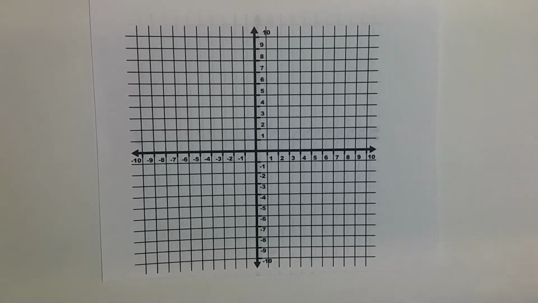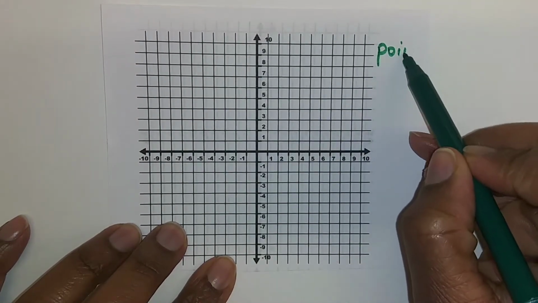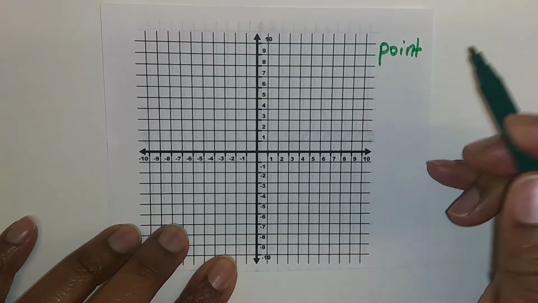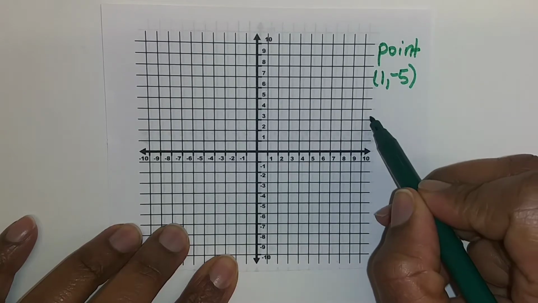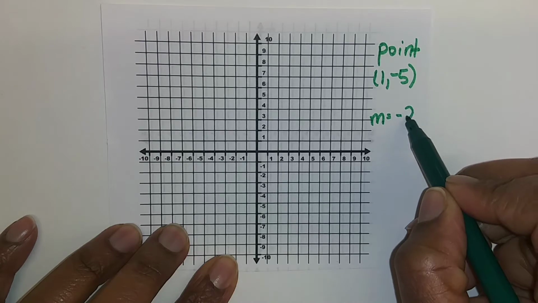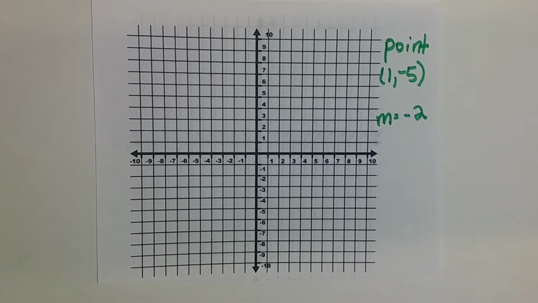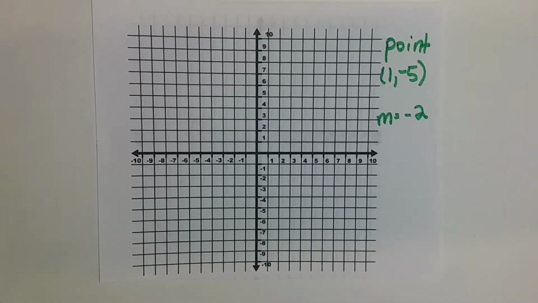In this example, we are going to graph a line given its slope and one other point on the line. This time we're going to deal with a negative slope. So if I give you a point, let's do (1, -5), and my slope, which is the variable m, I am going to say my slope is -2.